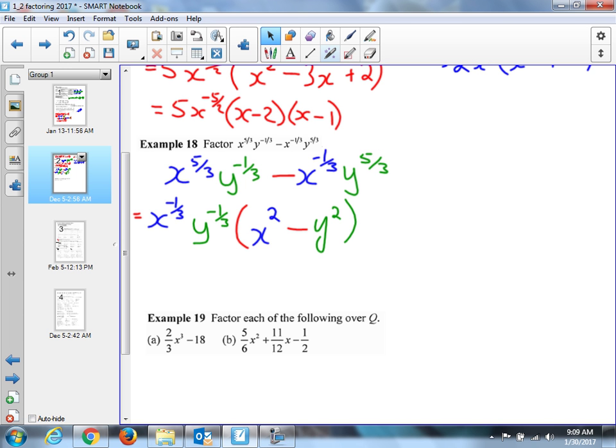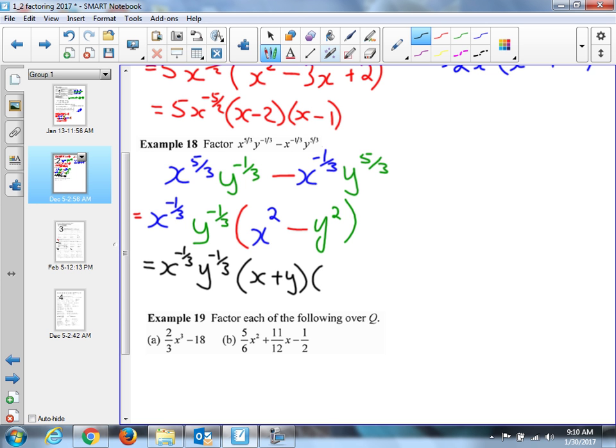Now I do recognize a difference of squares, I hope you do anyways. Right, x squared minus y squared, x plus y, x minus y. We keep the front numbers though. And I'm going to just drop the whole color scheme now. You guys would have seen that. It doesn't matter if you put x minus y, x plus y in that order.